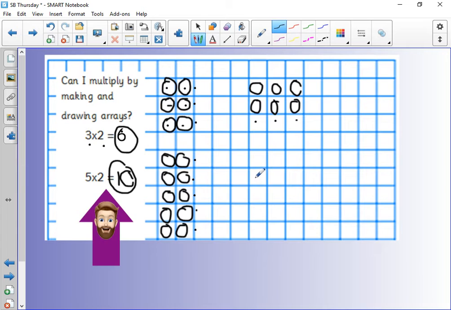And again, I could have done that in columns. So there's one group of 2, 2 groups of 2, 3 groups of 2, 4 groups of 2, be neater than me please, 5 groups of 2, and if we count in twos, 2, 4, 6, 8, 10, we get the same answer.